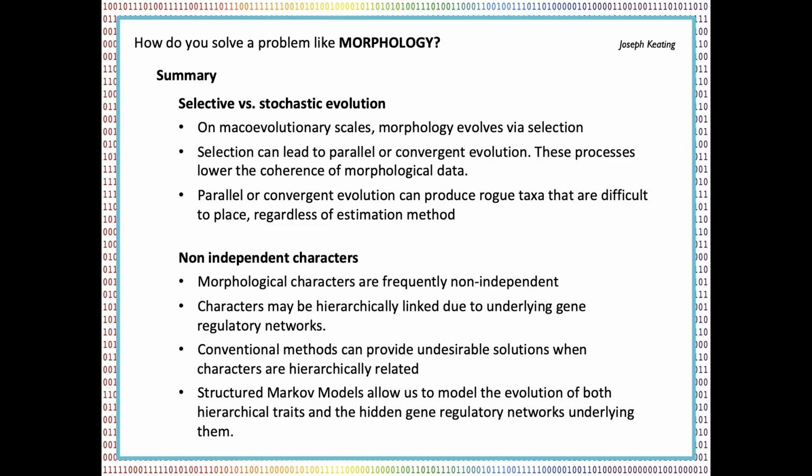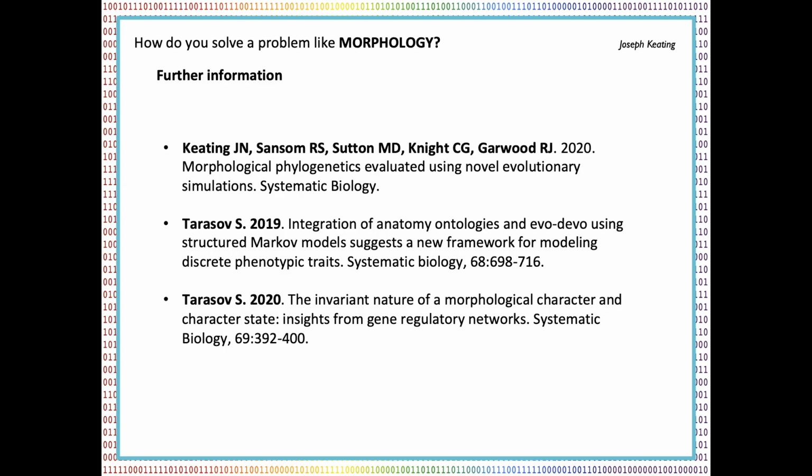Another difficulty is that morphological characters are frequently non-independent. Characters may be hierarchically linked due to underlying gene regulatory networks. Conventional methods can provide undesirable solutions when characters are hierarchically related. However, structured Markov models allow us to model the evolution of both hierarchical characters and the hidden gene regulatory networks underlying them. You can find further information about modelling morphological evolution in these references.